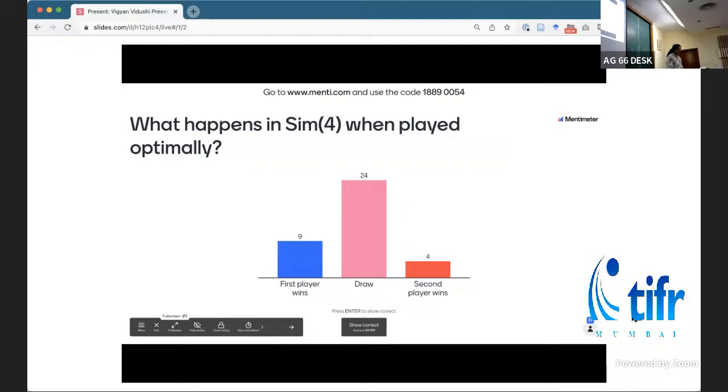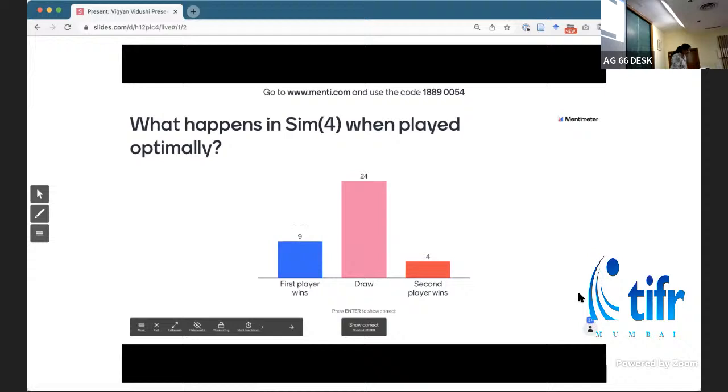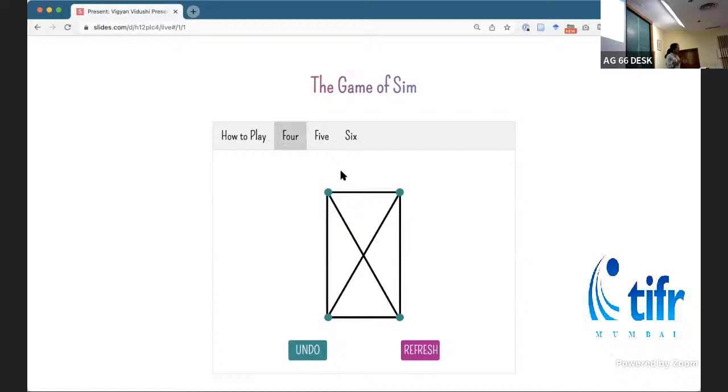All right, so the first player can always force a draw. What about the second player? Sorry that the slides are a bit awkward, but all right. So it seems like most of us have voted. What about the version with five players and also still curious about what happens with just four vertices from the point of view of the second player? Somebody was talking about opposite edges at some point. I don't know if you can convert that into some sort of a strategy.